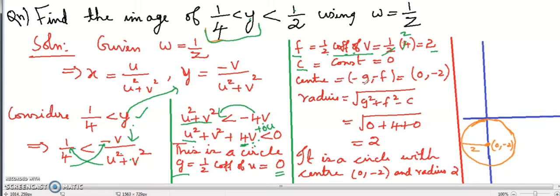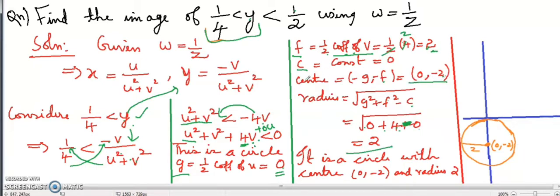Now center is minus g comma minus f. G is 0 comma f is 2, so you get minus 2. Okay, 0 comma minus 2. Now radius is root of g square plus f square minus c. Root of g is 0. F square means 2 square is 4, minus 0. Root 4 is 2. So radius is 2, center as 0 comma minus 2.